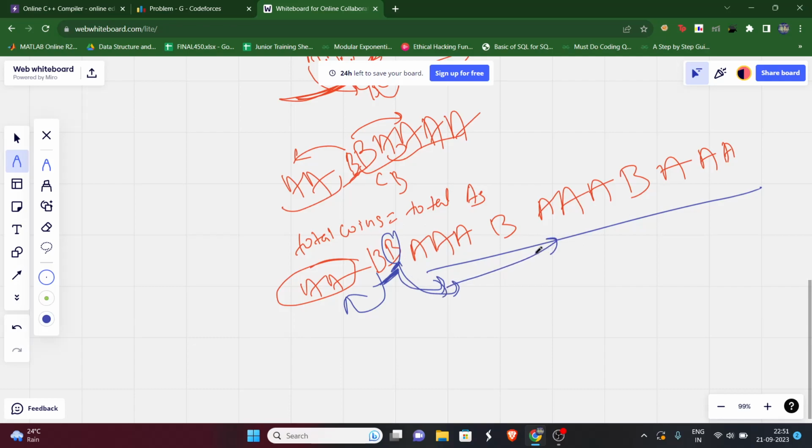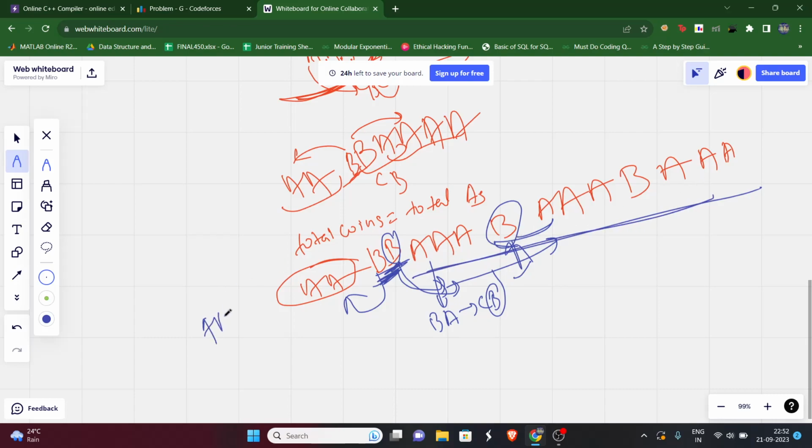Yes, definitely. If there is an extra B, that will benefit us. There is no loss, because whenever we replace BA, we always end up with CB. So even if there is a B in between, it won't harm us. It won't break our flow. We can use this B. So what I'm saying is that if there are two B's, it doesn't matter what the pattern is.